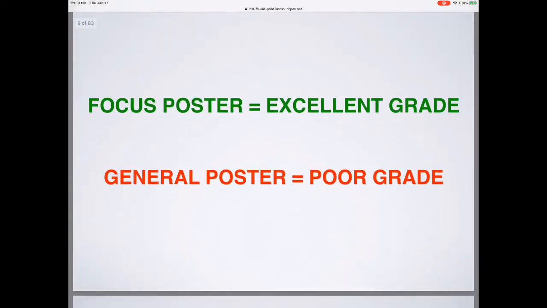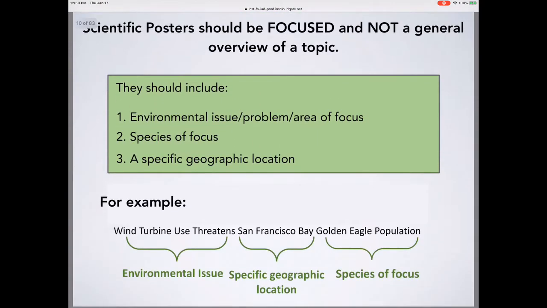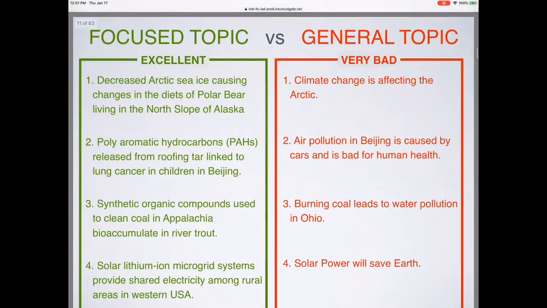documentary. Focus posters are the best. General posters, not so much. By focus poster, we mean, in this example here, we're looking at wind turbines in the San Francisco Bay Area and golden eagle populations. And so we're looking at a specific issue, a specific geographical location, and a specific organism.